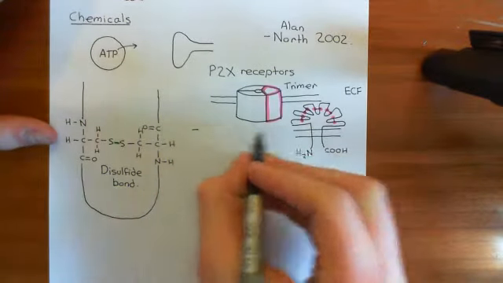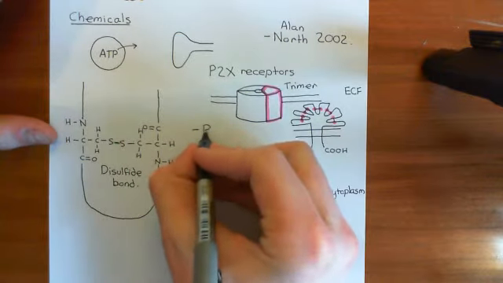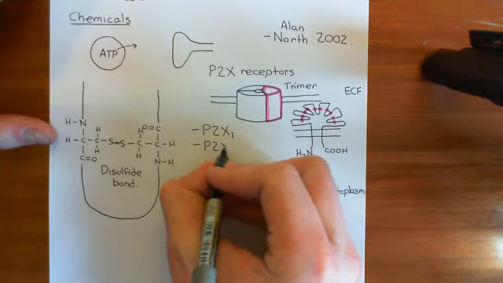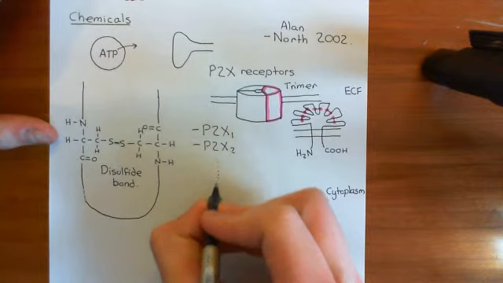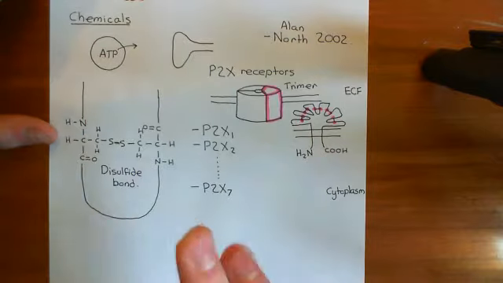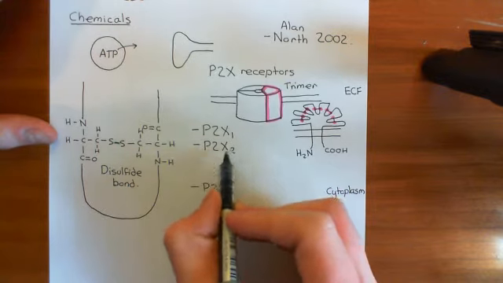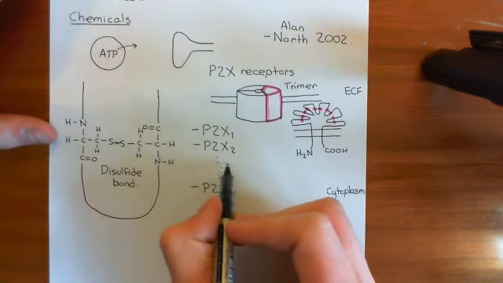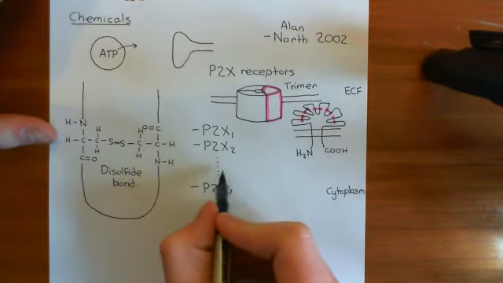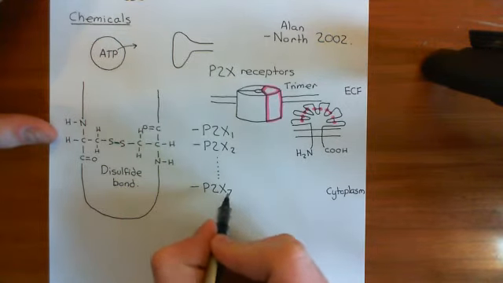Instead, there are 7 known genes which code for P2X receptor subunits. So there is the P2X receptor 1, there is the P2X receptor 2, and then it goes all the way down to the P2X receptor 7. So the naming system for P2X receptors is actually beautiful. It's very, very sensibly done. There is P2X receptor subunit 1, subunit 2, subunit 3, subunit 4, subunit 5, subunit 6, subunit 7.